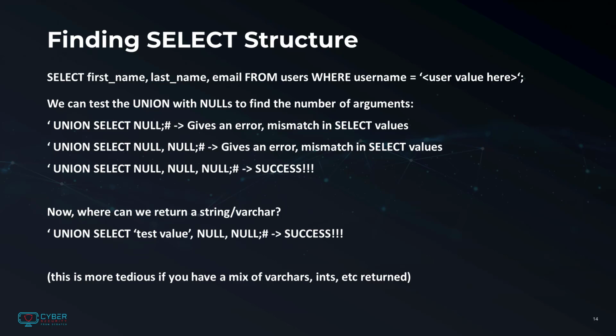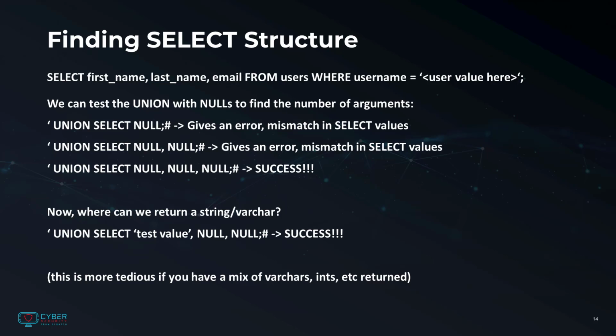So then from there, we try adding a second null: single quote union select null, comma null, semicolon, etc. And that is still going to give an error because the statement wants 3 values returned. And then finally, if we try union select null, null, null, you're going to get a success, or at least you won't have an invalid SQL statement anymore, and it will be allowed to return.